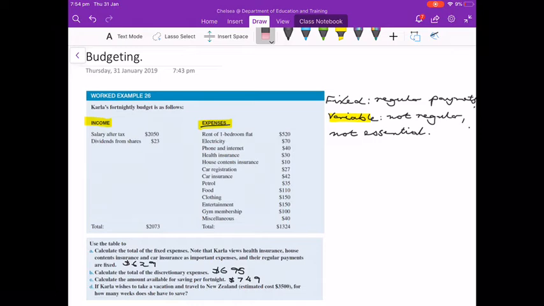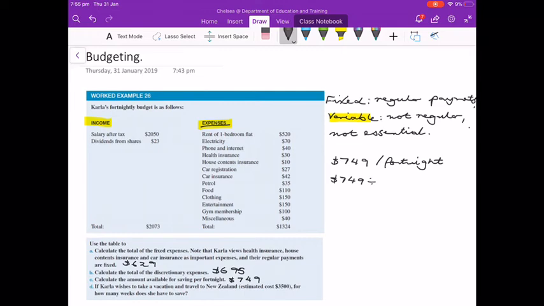If Carla wishes to take a vacation and travel to New Zealand, its estimated cost is $3,500. How many weeks does she have to save? Now, we can't forget that she saves $749 a fortnight. If we want to figure out what that is weekly, we need to divide that by 2. So 749 divided by 2 is $374.50. So that's how much she saves per week.